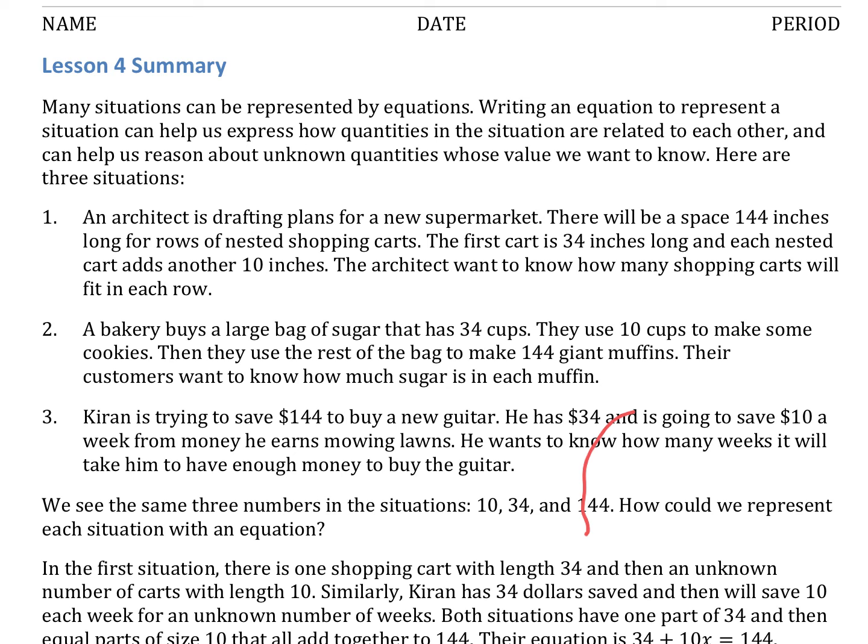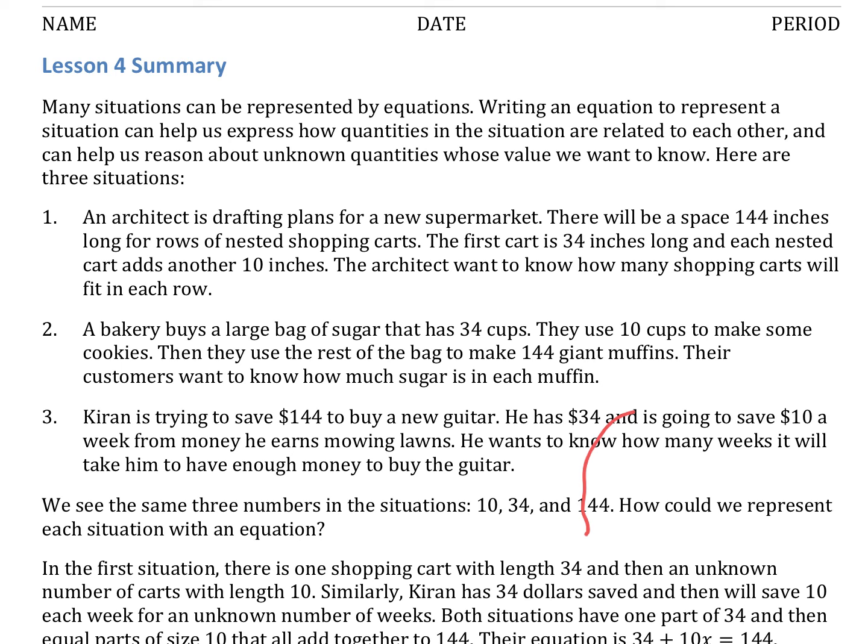All right, so let's look at one of the examples on the summary. In question 1, it says an architect is drafting plans for a new supermarket. There will be a space 144 inches long for rows of nested shopping carts. First cart is 34 inches long, and each nested cart adds an additional 10 inches. The architect wants to know how many shopping carts will fit in a row.